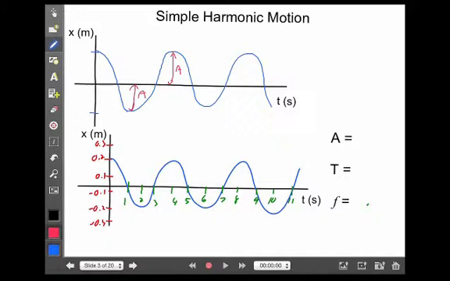Now, if we begin right here, the next time we're back at this point is over here. So from here to here, whatever time that takes, that must be your period. The time it takes.